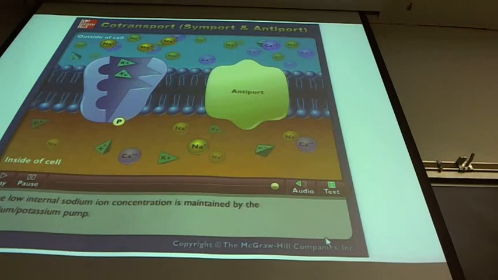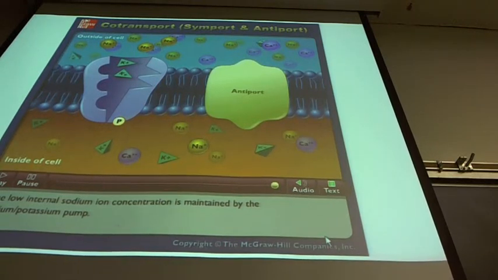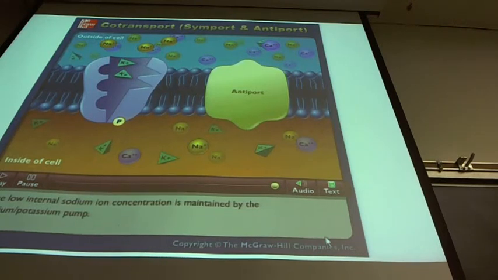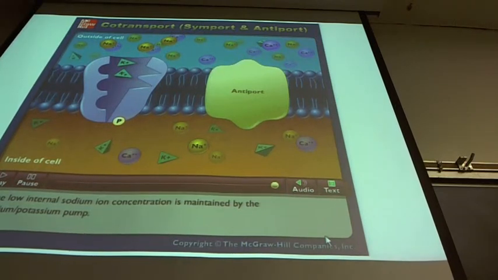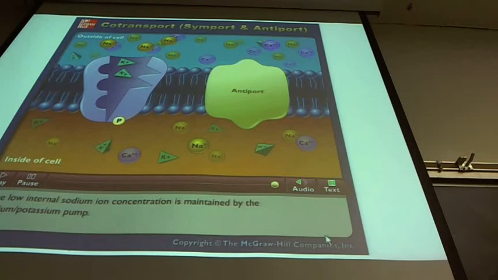Yeah. So when the potassium comes in, it also requires ATP energy? Because I know when the sodium goes out, it's because it's a higher concentration outside. When the potassium comes in, it doesn't require any additional ATP.